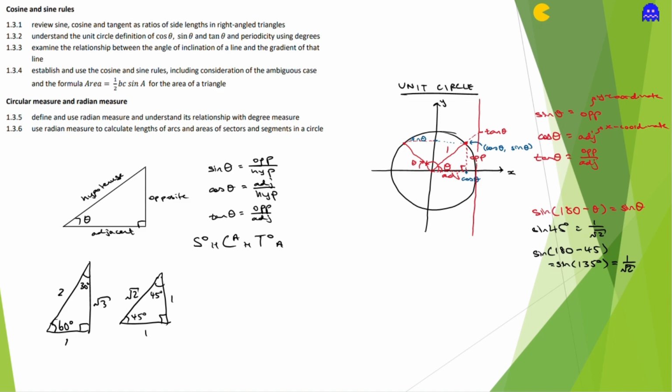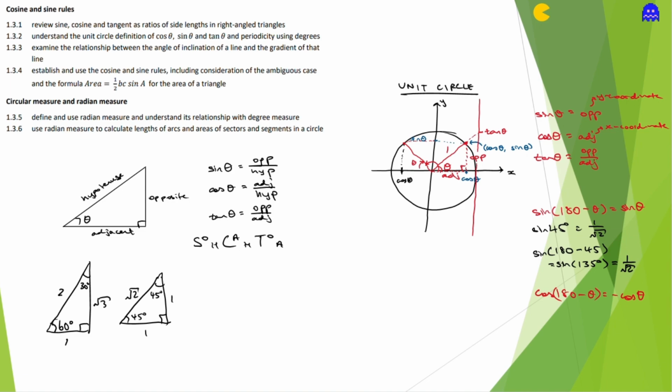However, cosine, if we look at it here, will be in the negative direction. This is cosine theta, and it's in the negative direction. So cosine of 180 minus theta will be equal to negative cosine theta. In this case, cosine will be a negative value. It'll have the exact same magnitude, as in the distance from 0 to that value of cosine will be the same as in the initial case, but it'll be in the negative direction.